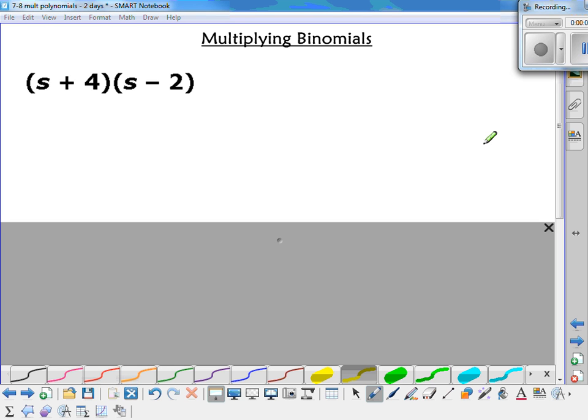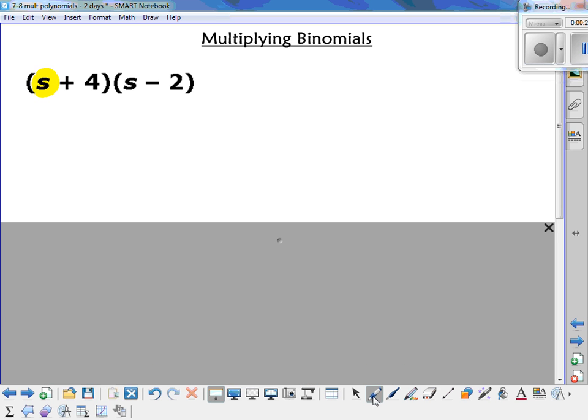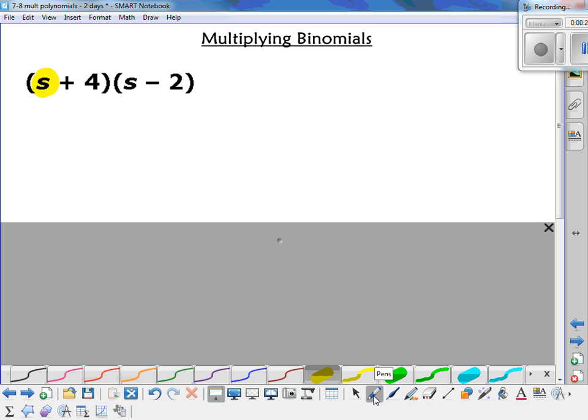All right, so yesterday we multiplied a monomial with a monomial, and we multiplied a monomial with different polynomials. So today we're going to be multiplying polynomials together with other polynomials. We'll start off with binomials. So if I have s plus 4 times s minus 2, what I have to do is take this first term, s, and multiply it times everything in the second parentheses.